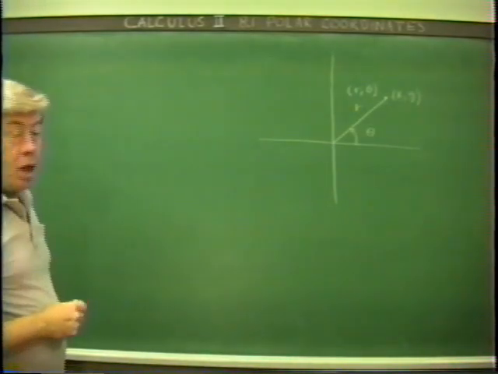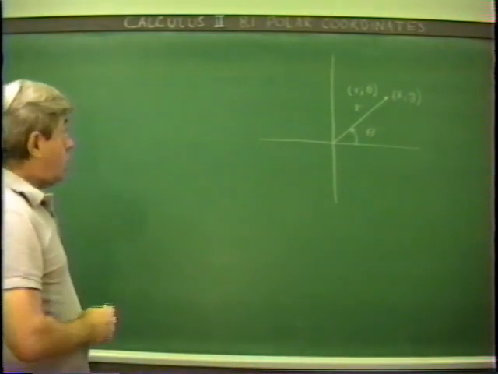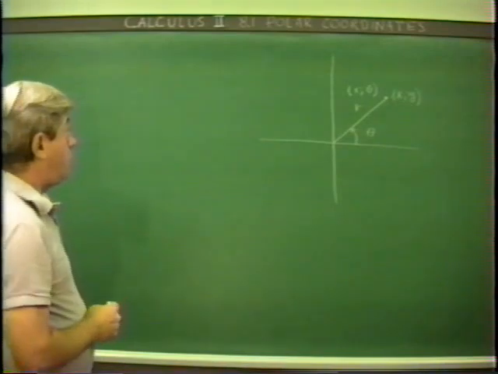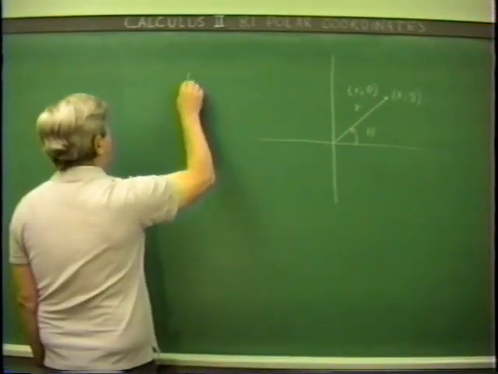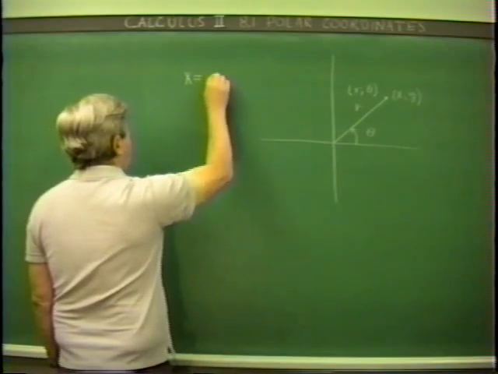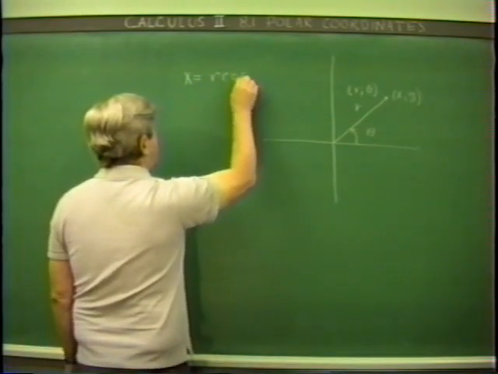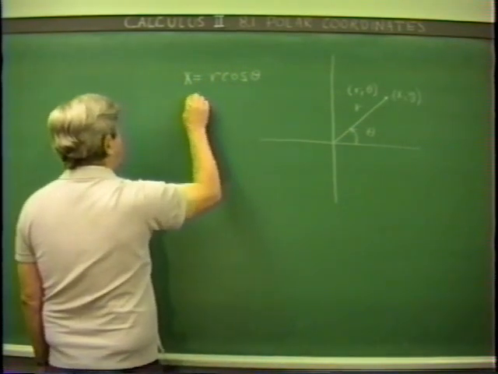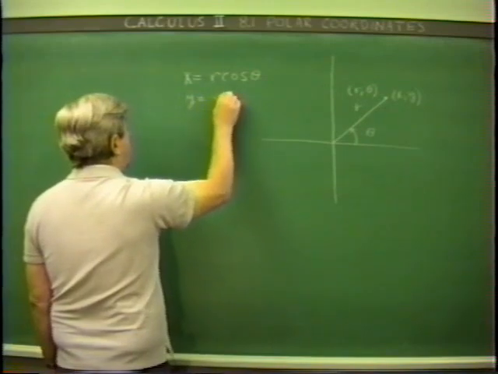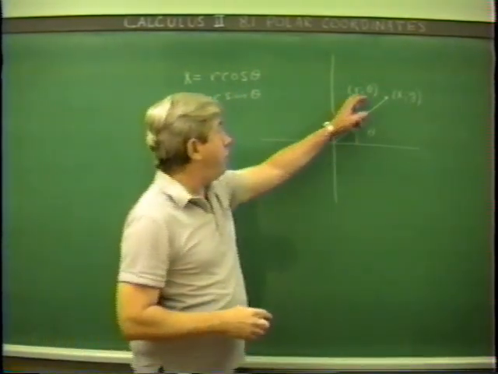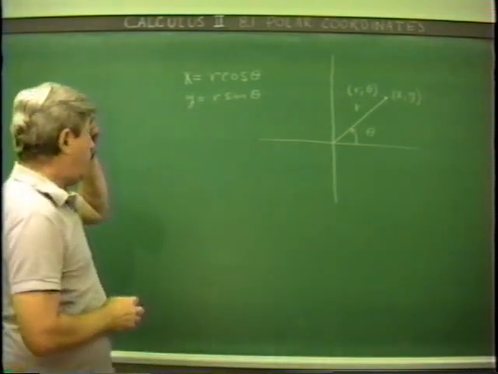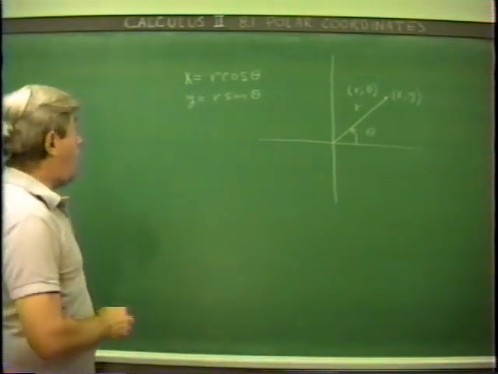And now, relating these two coordinate systems is done as follows. If this is the point r theta, then x is given by r cosine theta, and y is given by r sine theta. So if you know the pair of coordinates r theta, then you can determine the coordinates x, y corresponding to them.